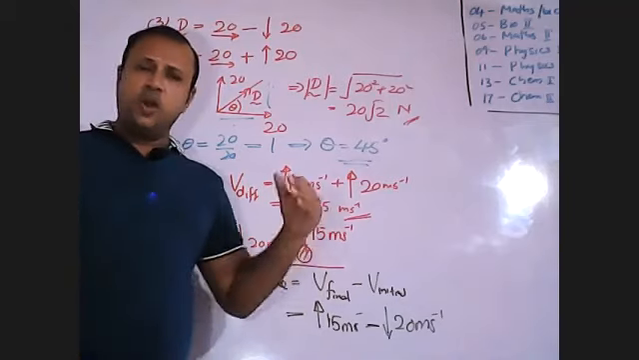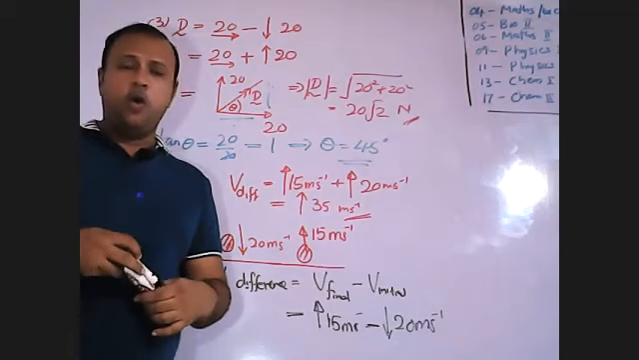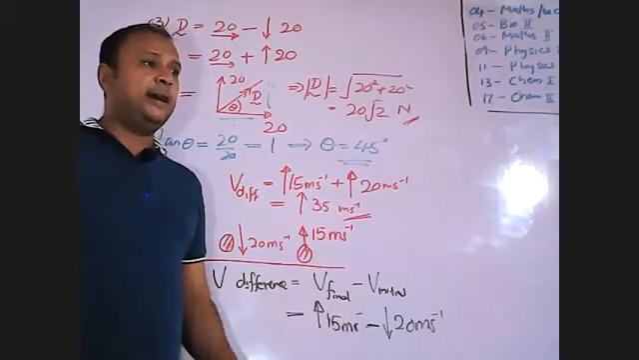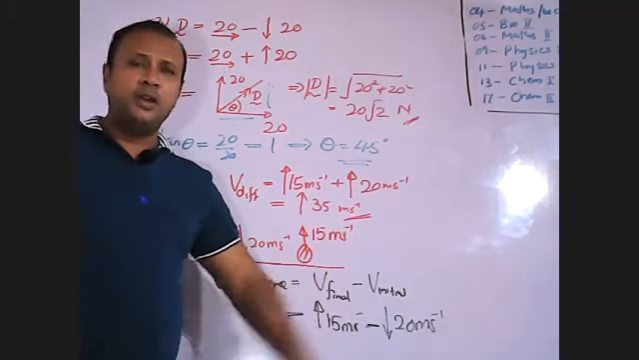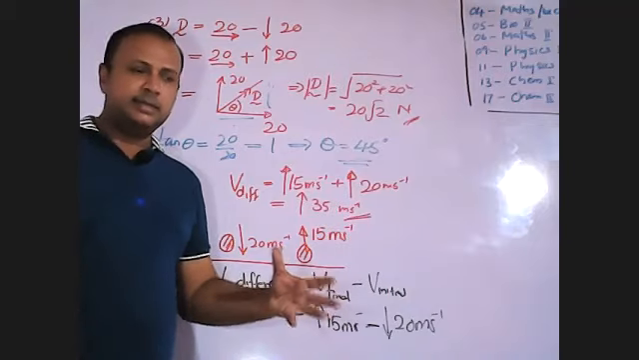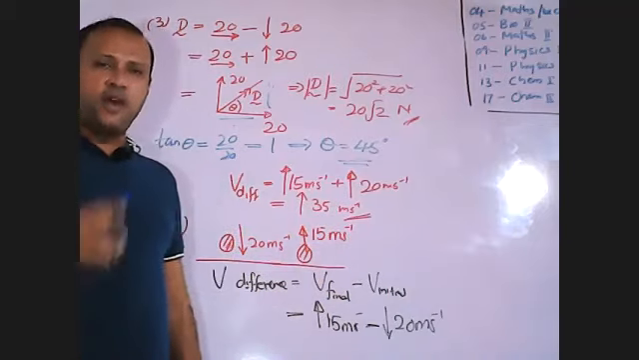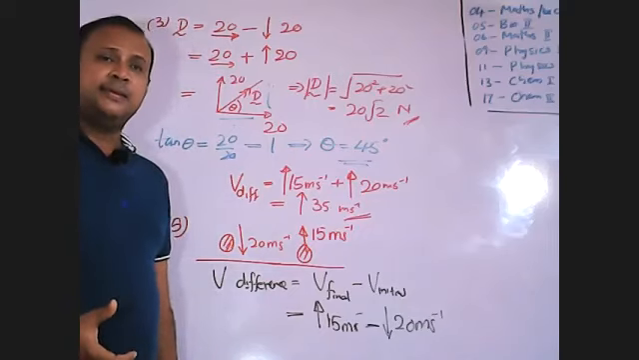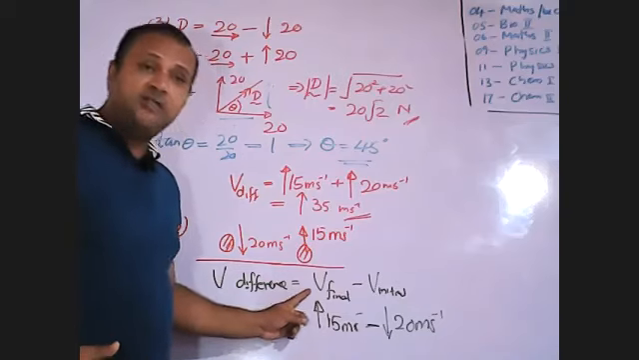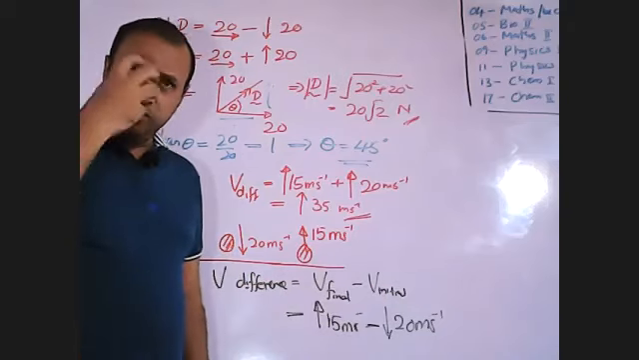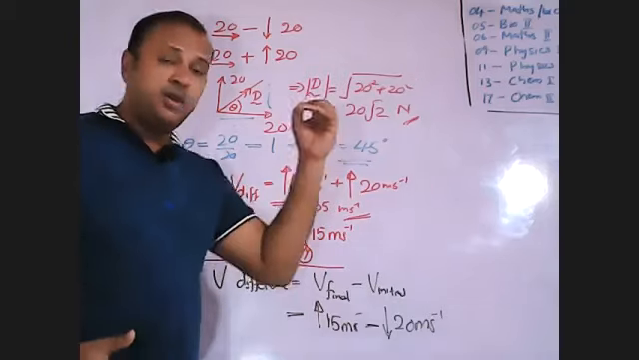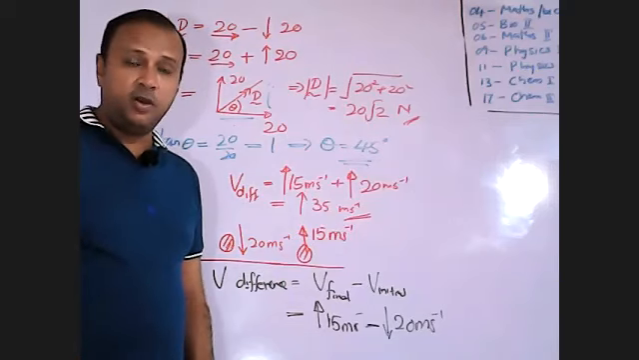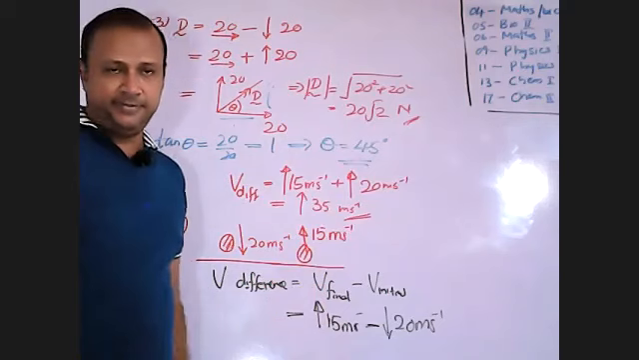Suppose you are asked to find a velocity difference, or difference in momentum, angular momentum, angular velocity, such kind of things. Suppose you are asked to find a difference of some physical quantity. Difference means the difference between the final one and initial one. You have to subtract the initial value from the final value to find a difference. That is the definition of difference of a physical quantity.